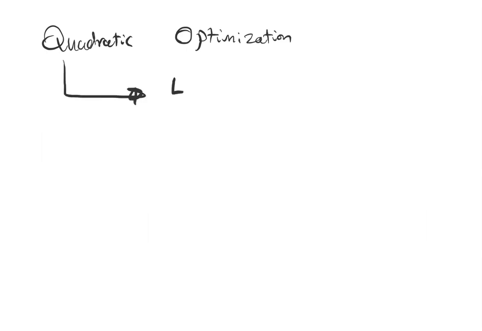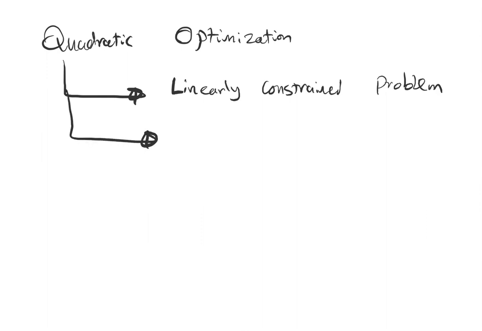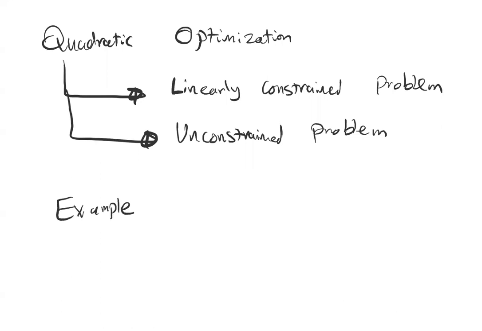So in this lecture, we talked about quadratic optimization. We studied two scenarios: linearly constrained problem as well as unconstrained problem. We also solved an example of linearly constrained quadratic optimization problem.